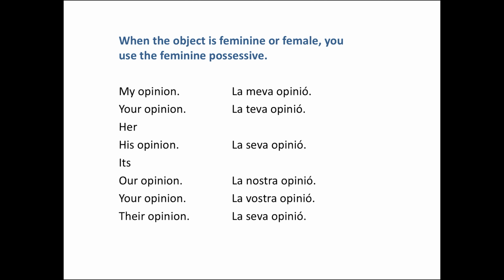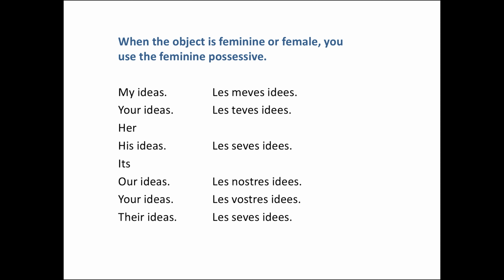When the object is feminine or female, you use the feminine possessive, which is la meva. So for example, la meva opinió, la teva opinió, la seva opinió, la nostra opinió, la vostra opinió, la seva opinió. And in the plural, it's the same. Les meves idees, les teves idees, les seves idees, les nostres idees, les vostres idees, les seves idees.